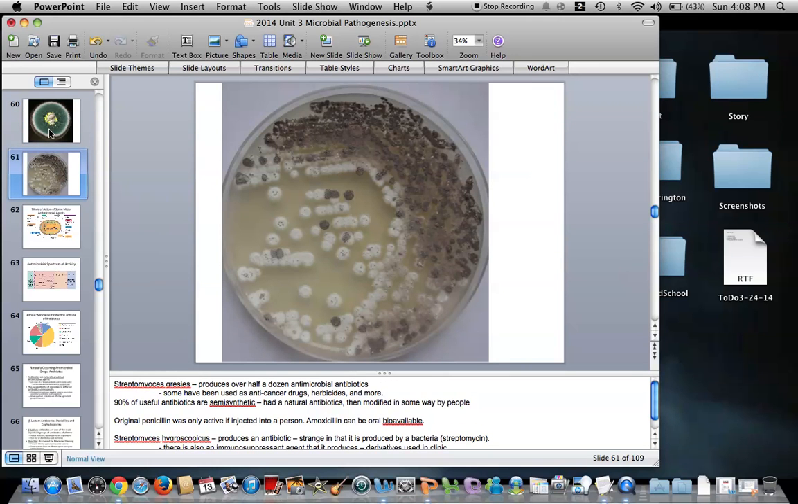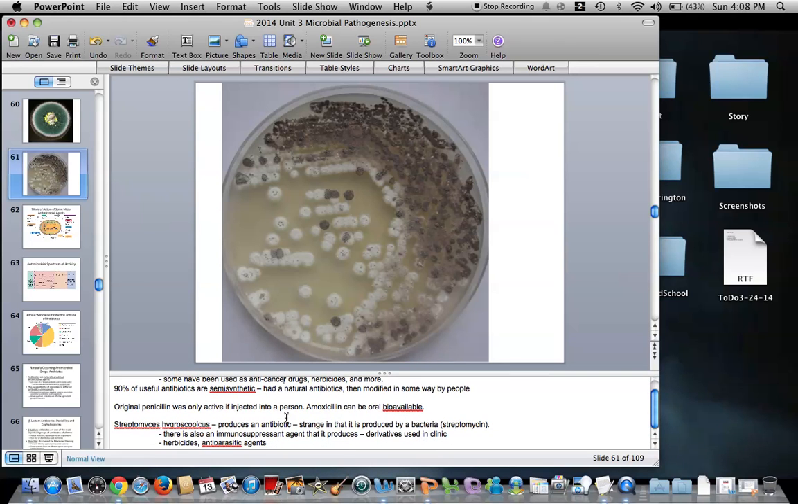Alright, this is Streptomyces griseus. It produces over 6 antimicrobial antibiotics. Some have been used in situations as anti-cancer drugs, herbicides, and more. 90% of useful antibiotics are semi-synthetic, so you find something in nature like this, and then you modify it with organic chemistry to get a very powerful product.